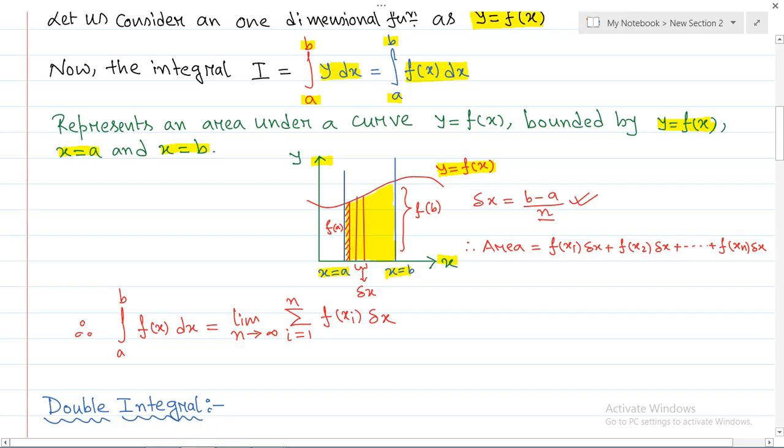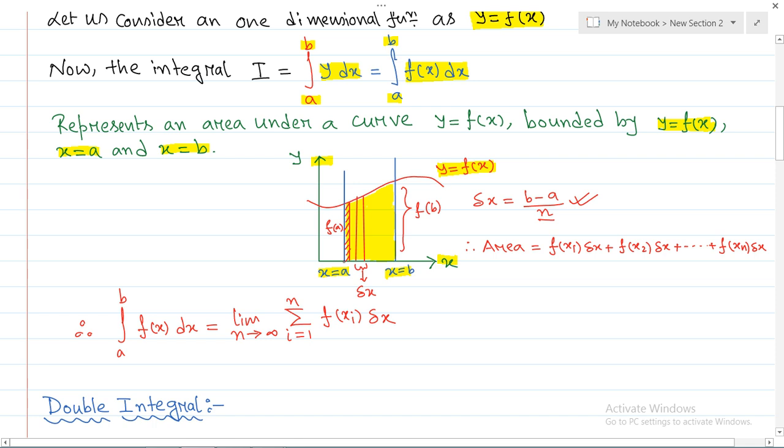Now all of you know how to calculate the area of a rectangle. The area of the rectangle can be calculated by taking the length into breadth, right? So if f(a) is the length and delta x is the breadth, the shaded rectangle I have just drawn has the area f(a) into delta x. The next height should not be f(a), because the height is going to change with respect to the function y equals f(x).